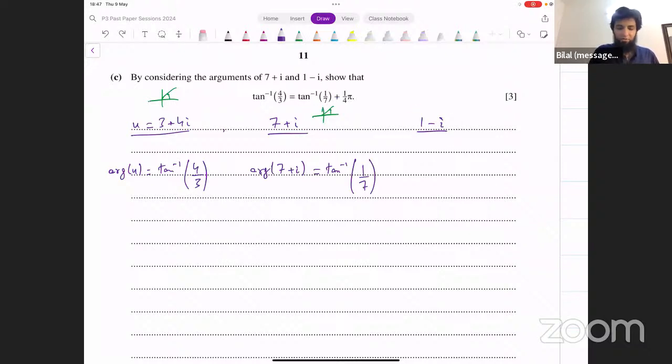1 minus iota. Which quadrant is this in? Real part is positive, imaginary part is negative. That means it's on the right side. It's here, on the right side below, in the fourth quadrant. Now for this, what we do is we first find the basic angle. We say tan alpha equals 1/1, alpha equals pi/4. This is the basic angle.